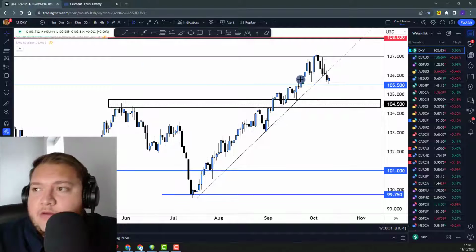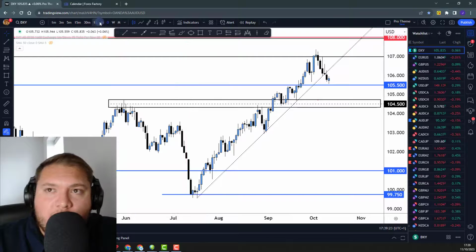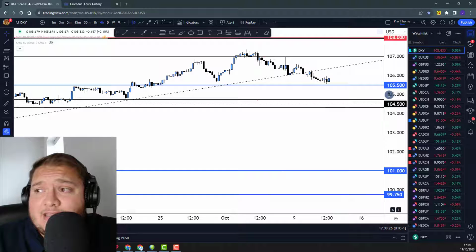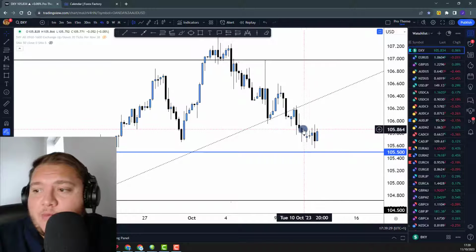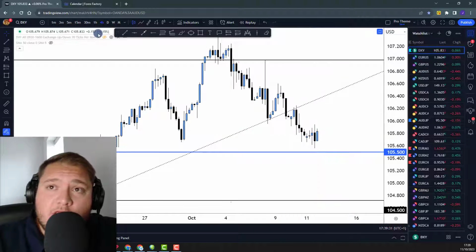So let's go over to the US dollar index. We can see actually the US dollar index did have a little bit of a mixed day today. We've had what I would call a balanced day. A balanced day is when price pretty much just goes sideways for the day.